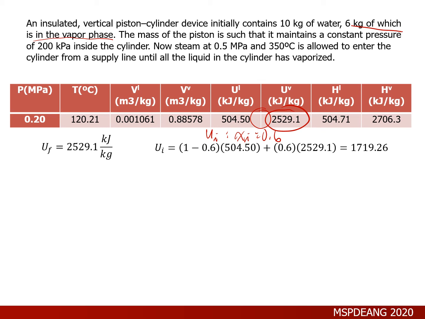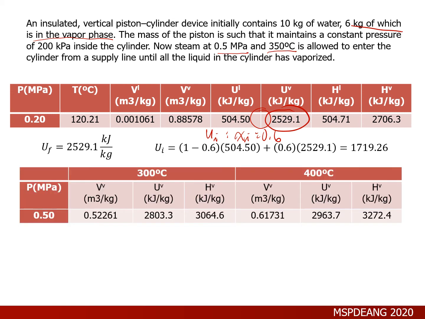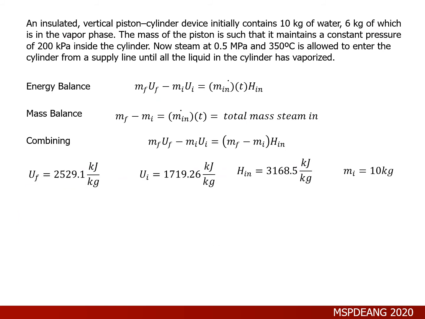And lastly, for the enthalpy of the steam going in, we have steam at 0.5 MPa and 350 degrees Celsius. So this is a superheated steam. So we can now interpolate between 300 degrees Celsius and 400 degrees Celsius at 500 kPa. So single interpolation lang naman, thankfully, and you can get H in, which is 3168.5 kilojoules per kilogram. So ayan, ito na si UF, UI, HN, and MI.